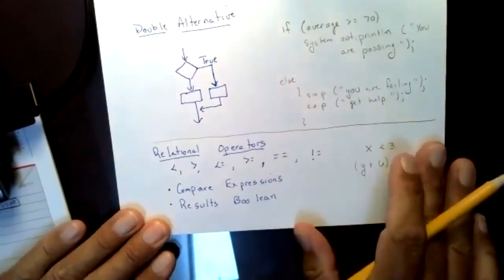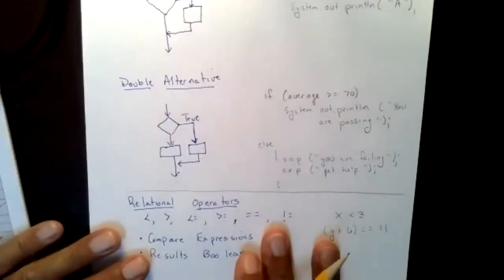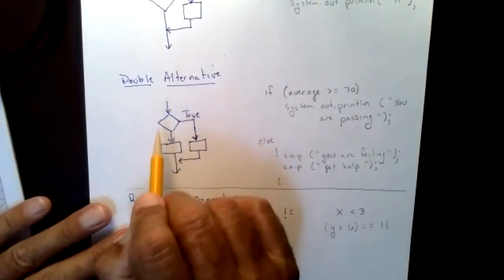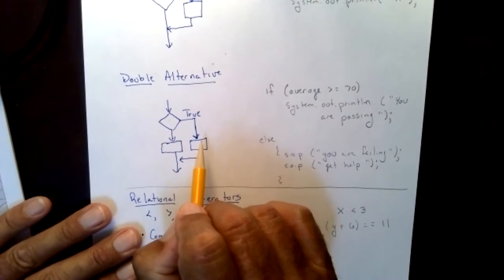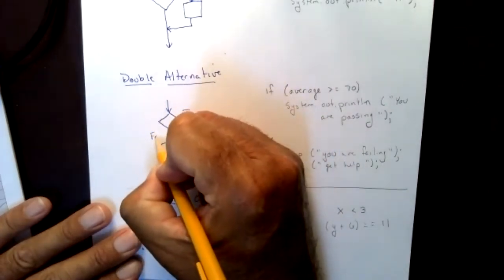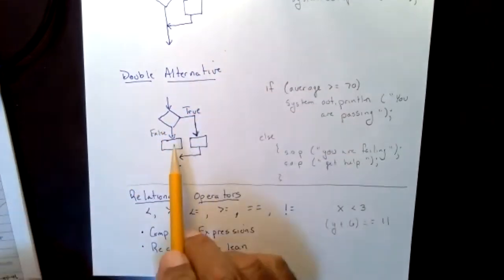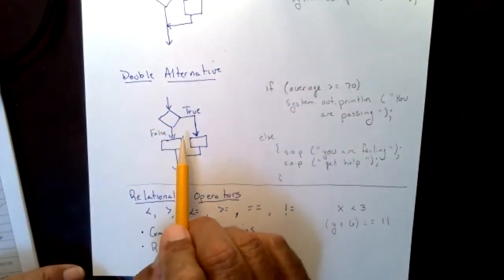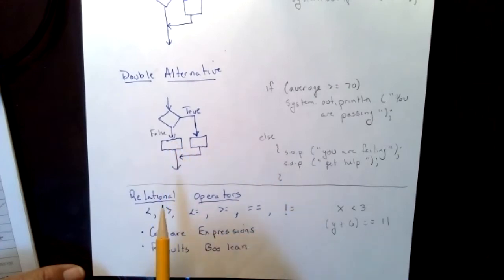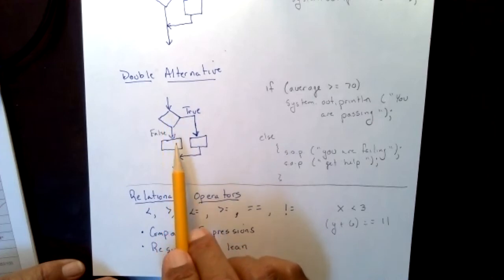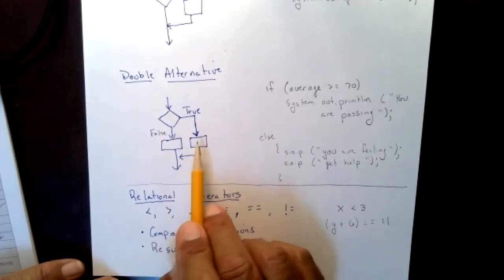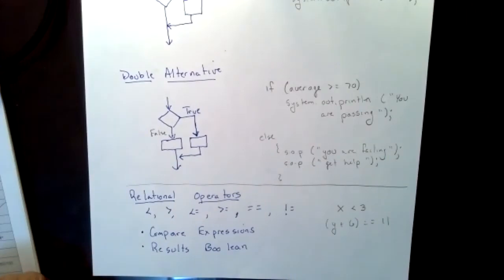Okay, so the second one we're going to take a look at is called the double alternative. It varies slightly from the single alternative because if I come down into the diamond and make a right, I follow the true path. But if I come straight down out of the diamond, I follow the false path. But this time I have a rectangle there to do something. So if it's true, I do something. If it's false, I do something. And then both rectangles come down and join back into a single path in my program.